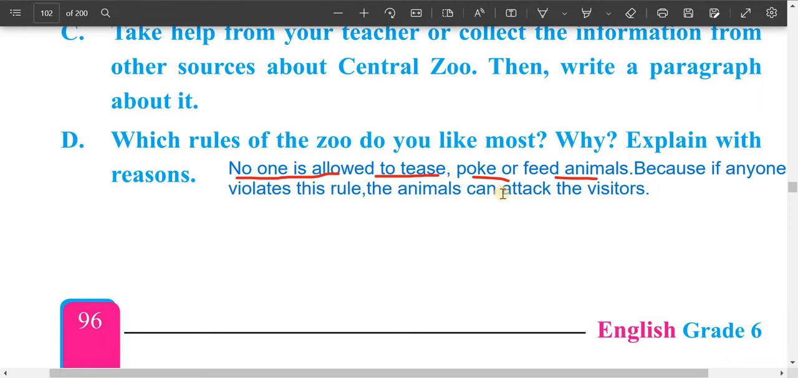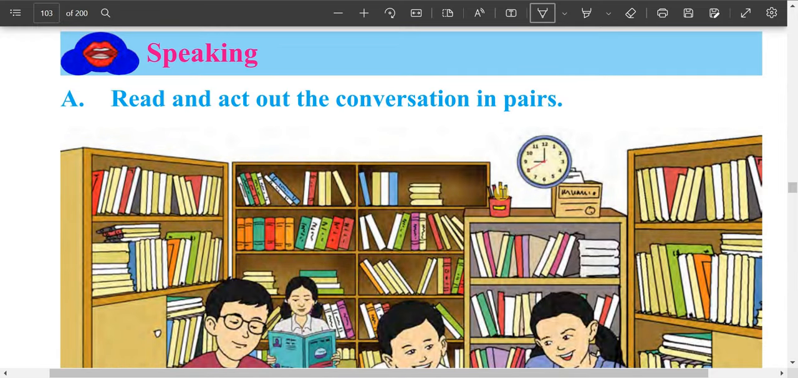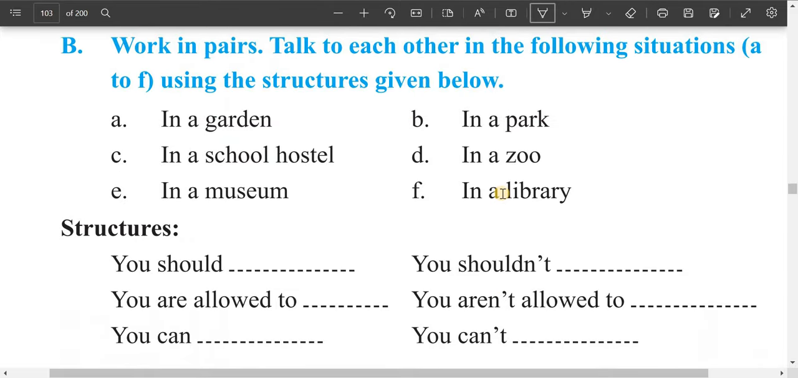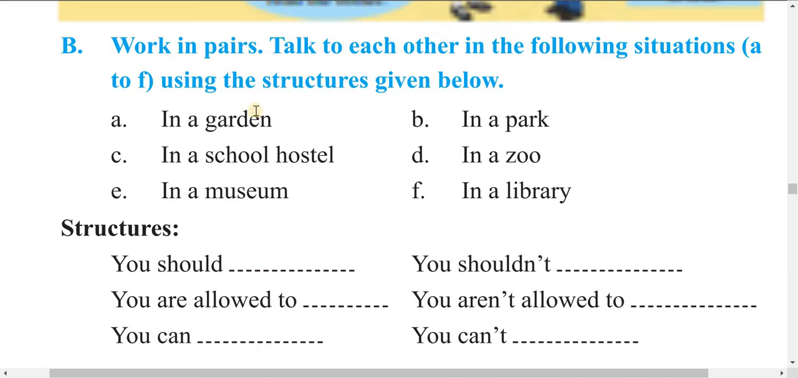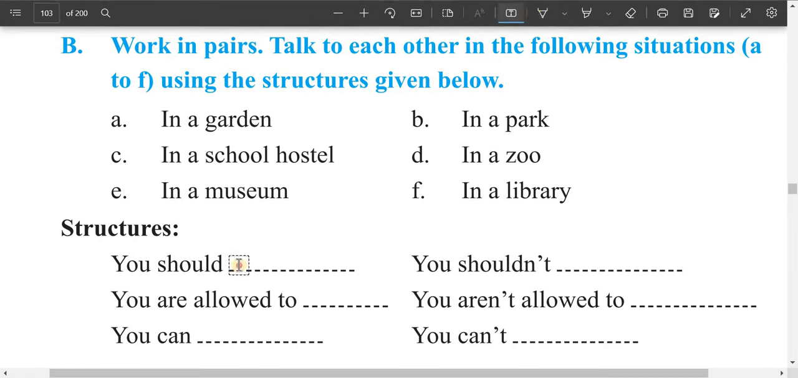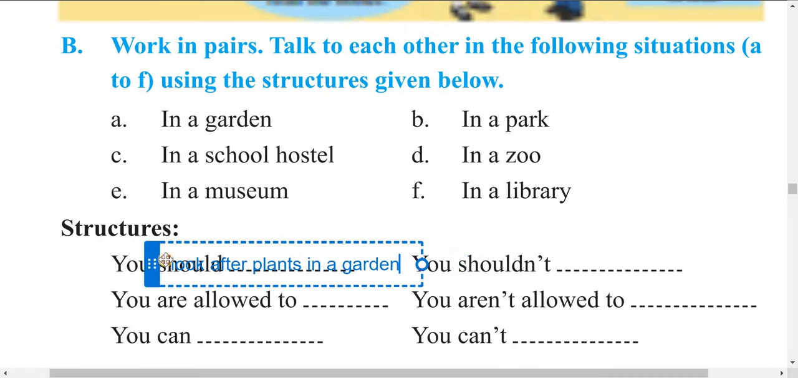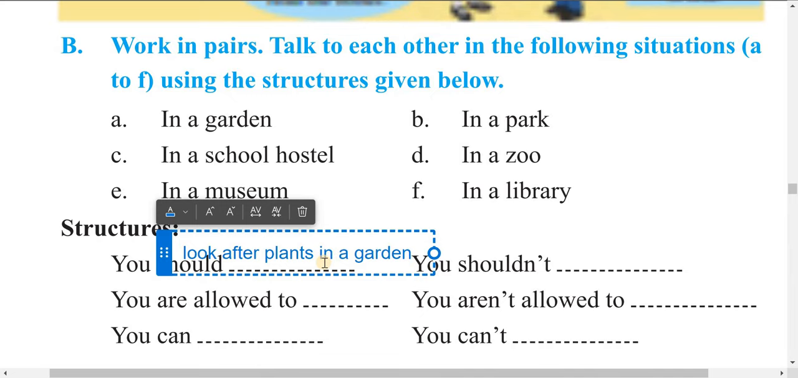Now, dear students, let's do the next one. Speaking: read and act out the conversation in pairs. We have to put a structure here. Look after plants in the garden. We should look after plants in the garden. Write it this way, students, I'll write for you. We should look after plants in a garden. Or we should take care of plants in a garden.